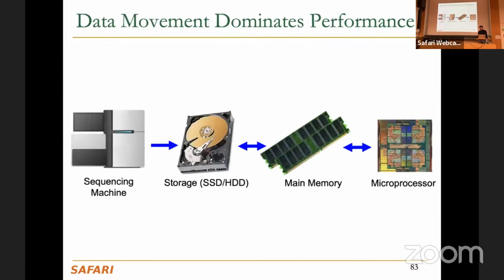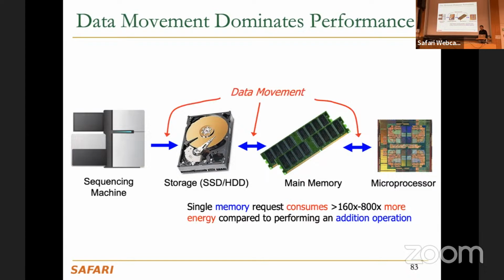But the second, we have many of them in genome analysis. So when you start from the sequencing machine, remember we're generating a large volume of data that we need to analyze. And this data usually needs to sit at the SSD, at the disk, and it needs to move through the main memory and your processor and so on and so forth. So this means that you're making lots of data movement.